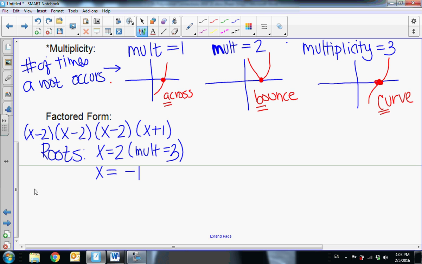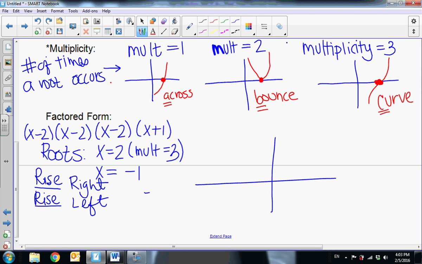All right, what's this graph going to do on the right side and what's this graph going to do on the left side so that we can sketch ourselves a little graph? Rise on the right because we have a positive leading coefficient. And it's going to rise on the left because we have an even degree. What's our y-intercept? You might have to go back to the original problem. Negative 8.